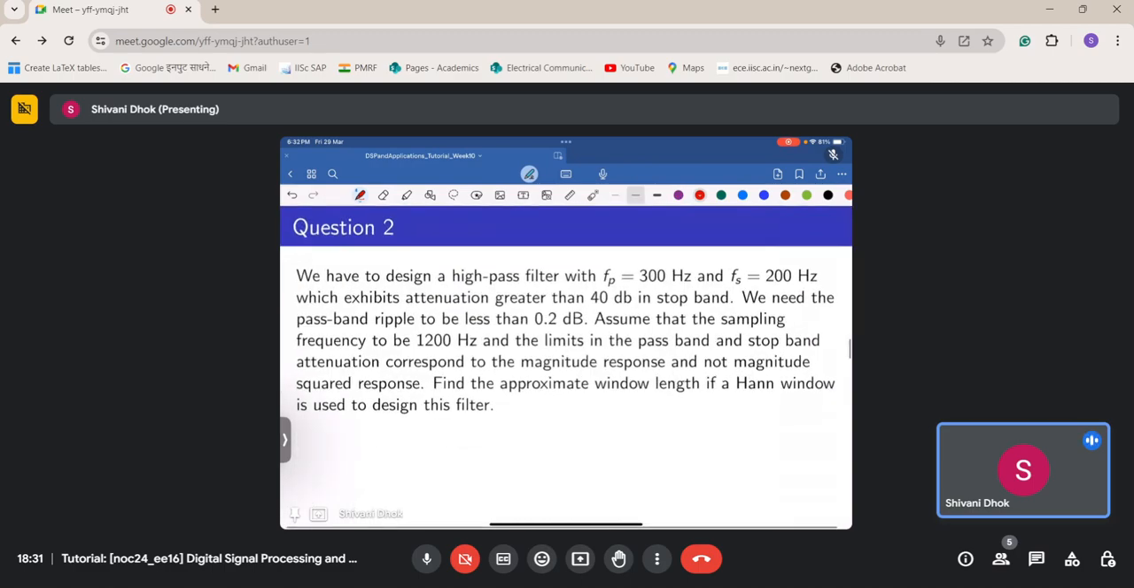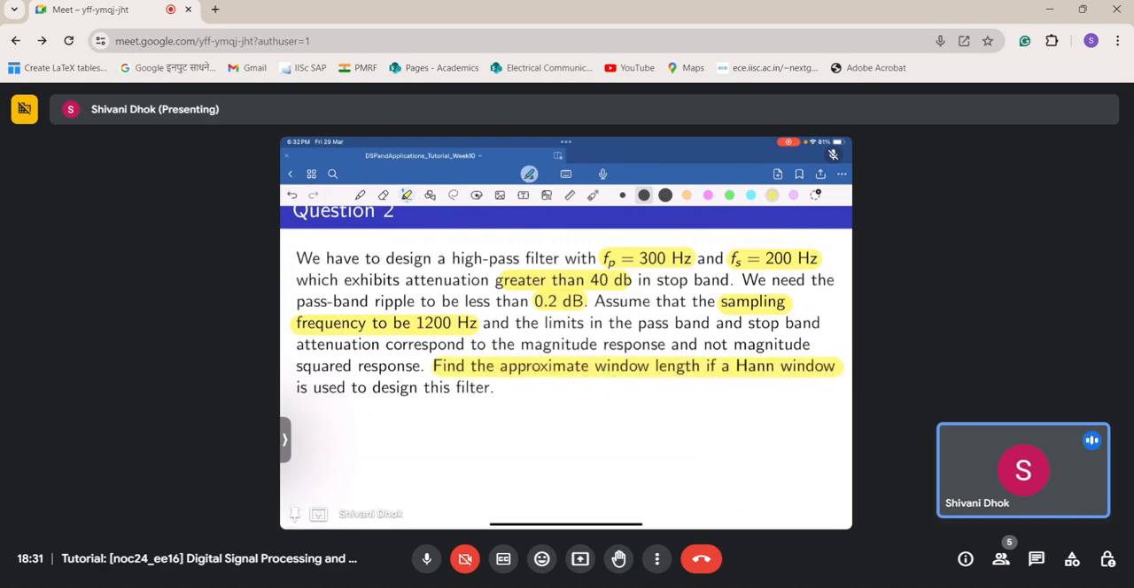So the next question says that we have to design a high pass filter with Fp, that is passband edge, as 300 Hz and Fs, that is stopband edge, as 200 Hz, which exhibits attenuation greater than 40 dB in stopband. We need a passband ripple to be less than 0.2 dB, that is passband tolerance. We assume that the sampling frequency to be 1200 Hz, and the limits in the passband and stopband attenuation correspond to the magnitude response and not magnitude squared response. And now we need to figure out the approximate window length if a Hanning window is designed.